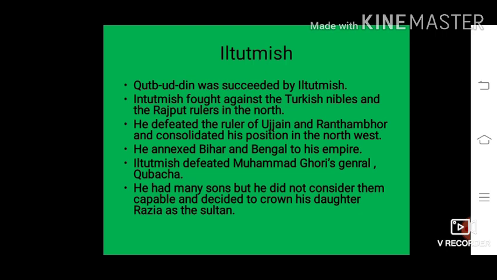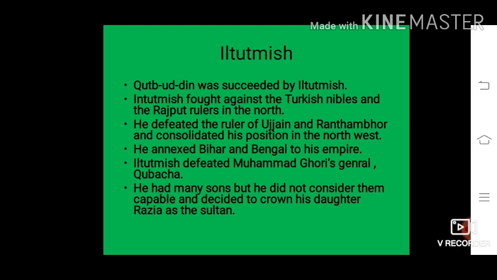Now Qutbuddin Aibak was succeeded by Iltutmish. Who was Iltutmish? Iltutmish was also a slave of Qutbuddin Aibak, but he was very capable. So seeing his capabilities, Qutbuddin Aibak made him his next successor. He was also his son-in-law.